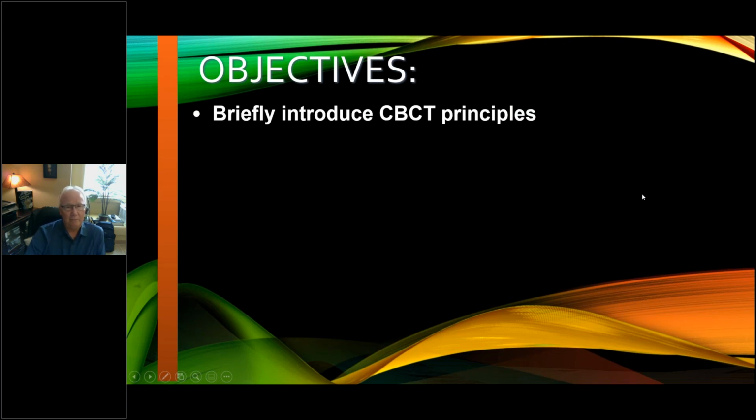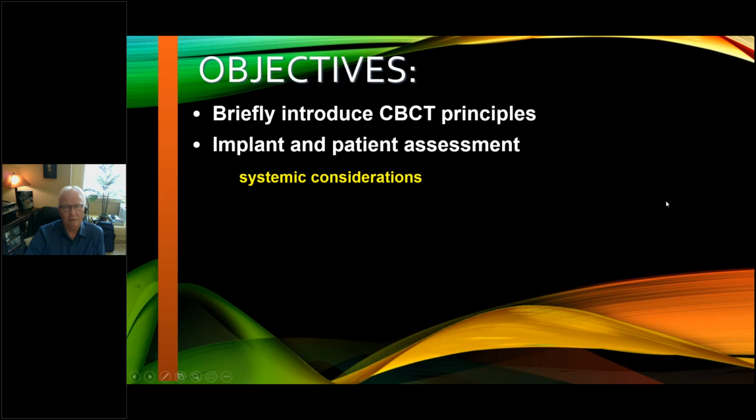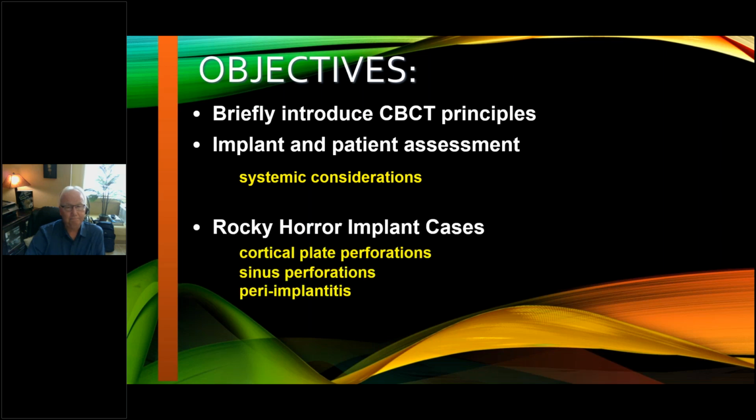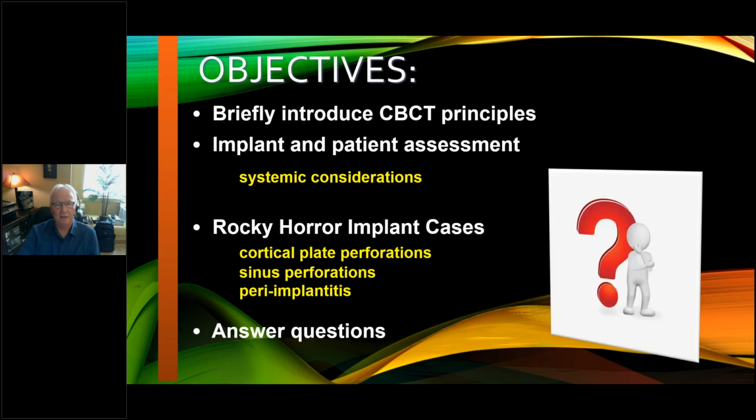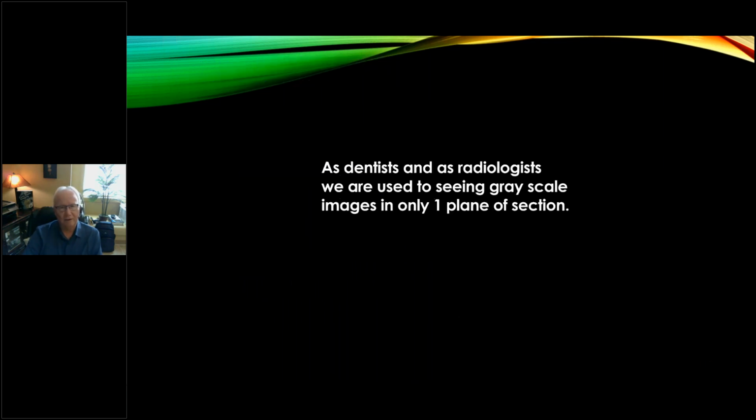The objectives today: we're going to briefly introduce some principles, because I think it's important to refresh yourself on the understanding of the technology you bought or that you're about to buy. Under the implant and patient assessment section, which is where some of these failures occur, we'll talk about some systemic conditions that will impact your implant case. Then I'm going to show you a whole bunch of reasons for failure, primarily because of inadequate imaging. And then we're going to answer any questions you have at the end. So there's the educator part of me, giving you a roadmap on where we're going.